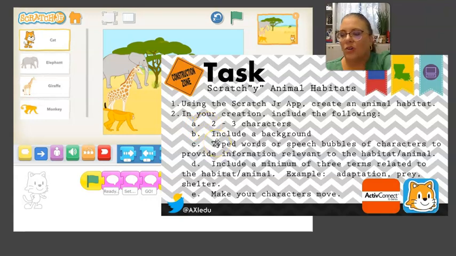They have to include a background, type words or speech bubbles. They have to include a minimum of 3 terms that are related to their habitat or animal, and they have to make their animals move. Guess what? When they make those characters move, they're using coding. So again, we're working cognitively with our students, being able to understand how all these functions are working together. I'm sure you've already noticed the critical thinking aspects that are being built throughout these different examples.